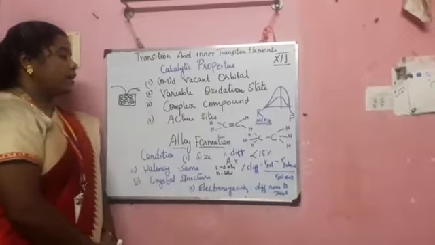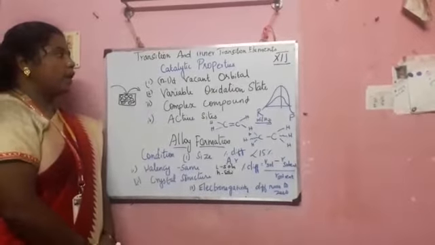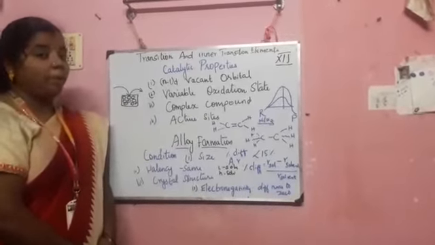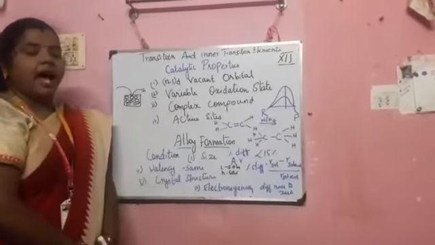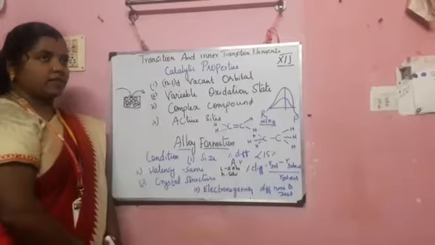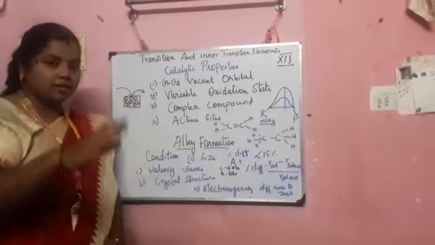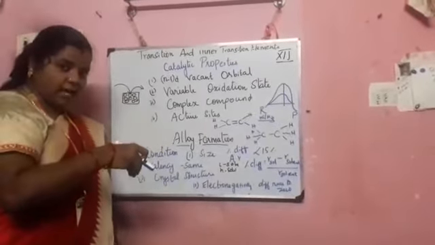And next, complex. Yes, obviously D block elements easily form complexes between them. And next, they act as an active site. Active site means it has a larger surface and the active site will be there.